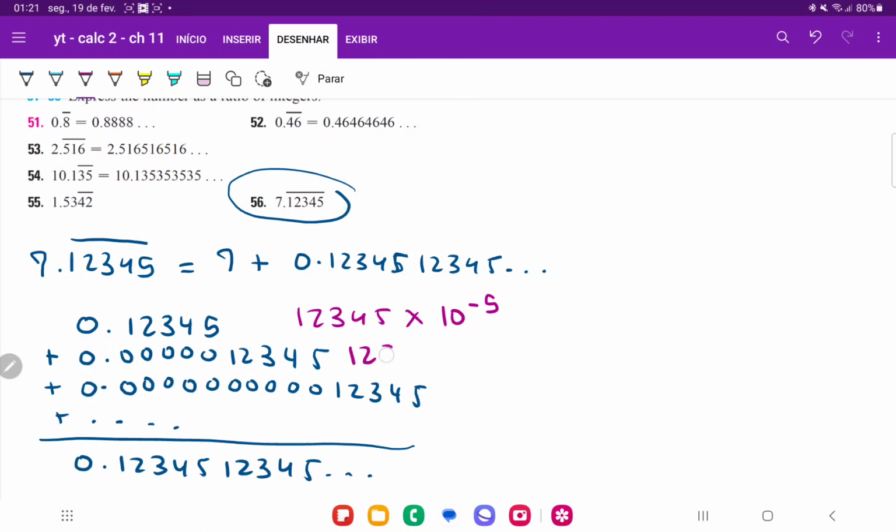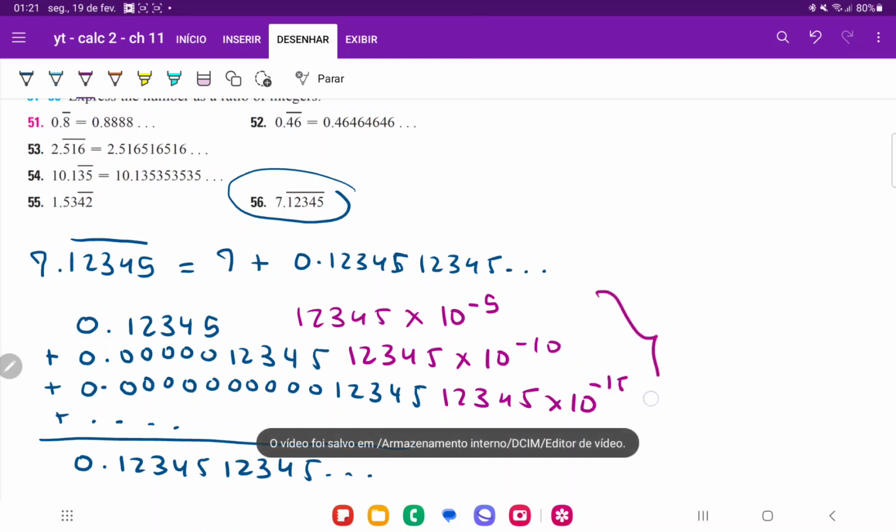The next one is going to be 12345 times 10 to the minus 10. The next one's going to be 12345, and that's 15 decimal places, so that's going to be times 10 to the minus 15. And, let me rewrite this, and so on.